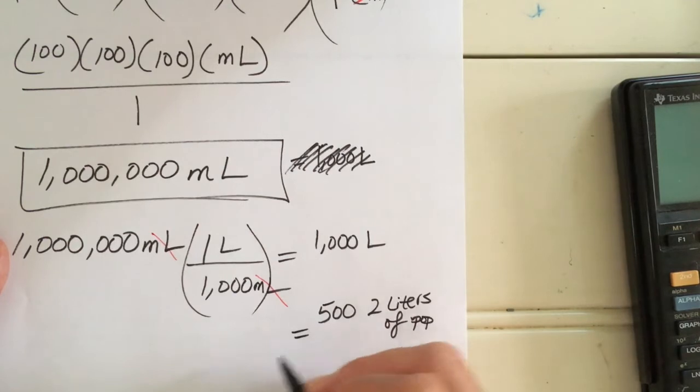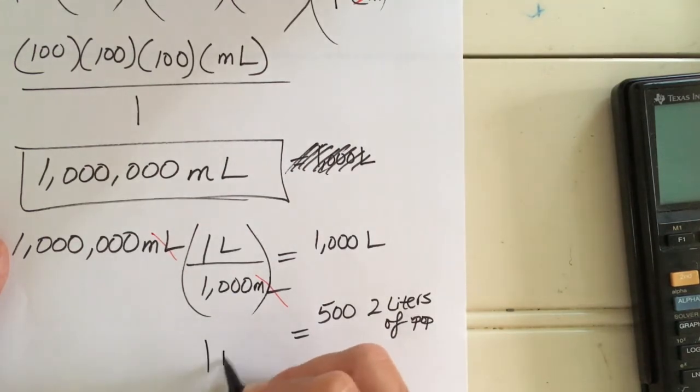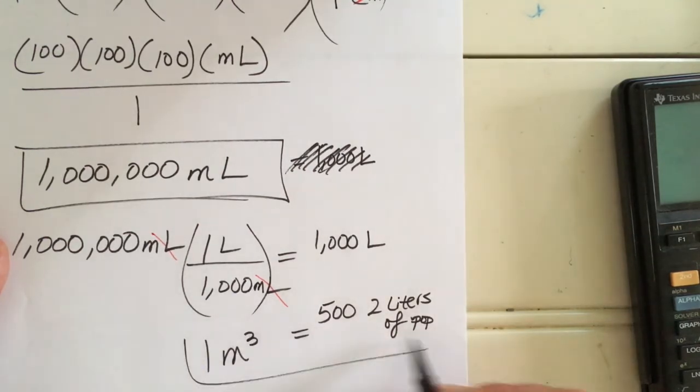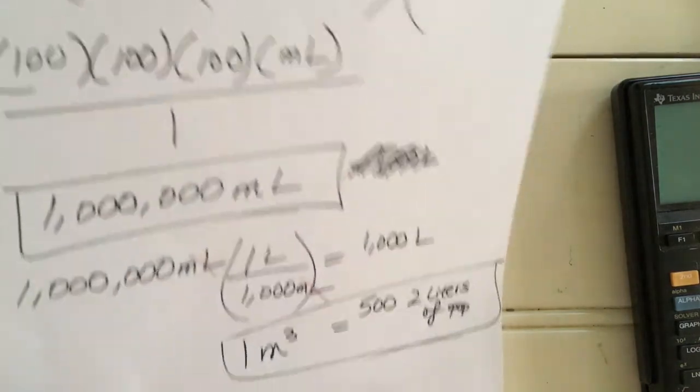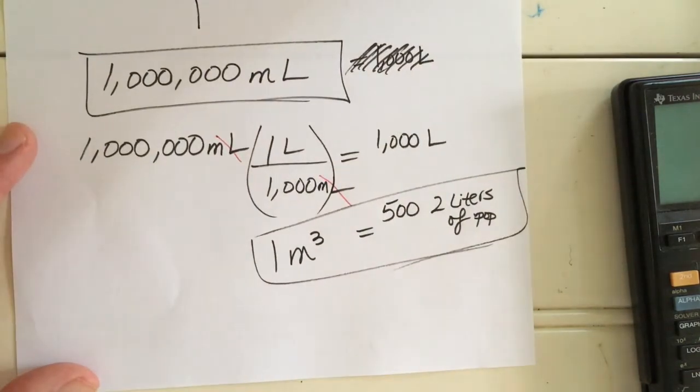And that's the same as we're saying 1 meter cubed. All right, so if you had a cubic meter of pop, it'd be a lot of pop. All right, let's go to the next problem. So the next problem says, let's go with one more.